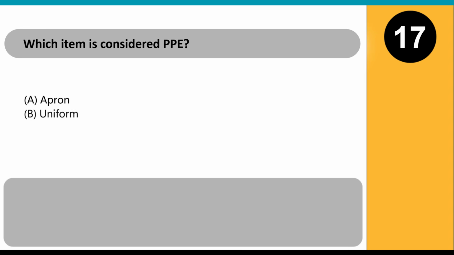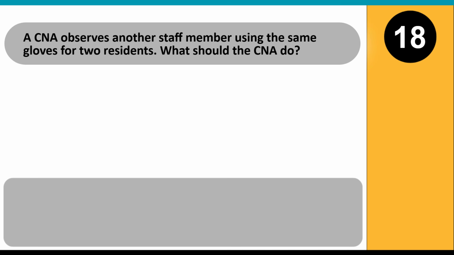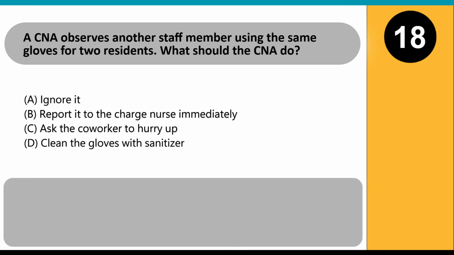Which item is considered PPE? A. Apron. B. Uniform. C. Watch. D. ID badge. Answer: A. PPE includes gloves, gowns, masks, aprons, and face protection items designed to block exposure to infectious materials. A CNA observes another staff member using the same gloves for 2 residents.